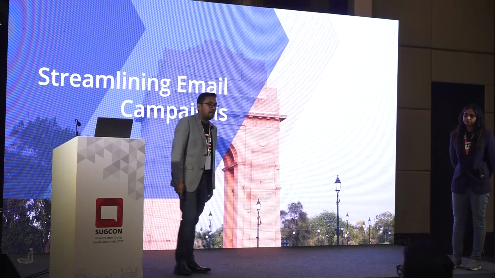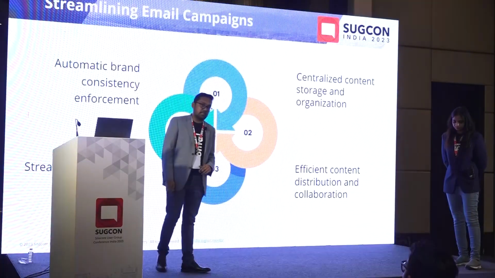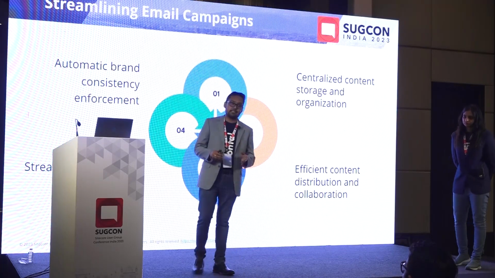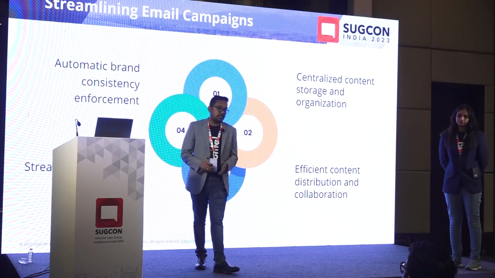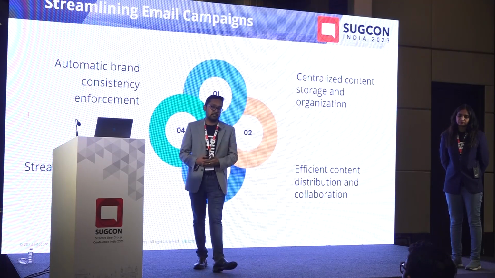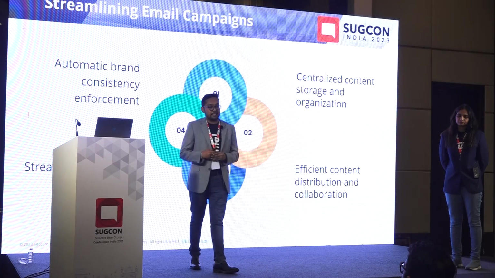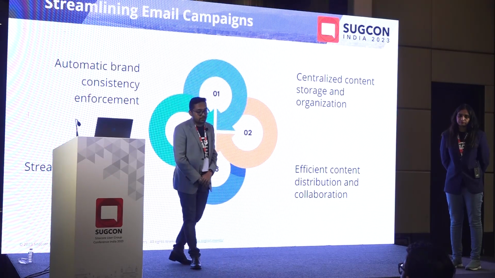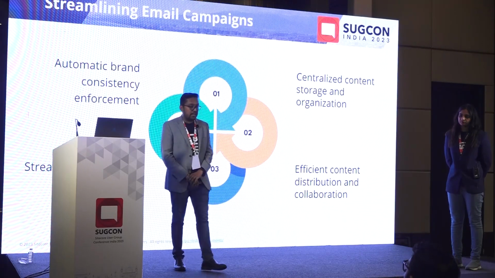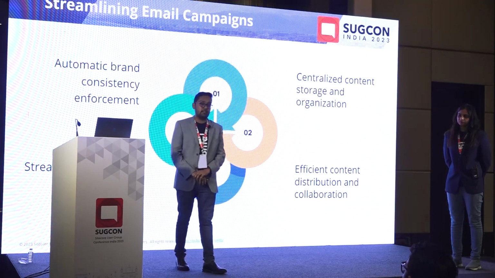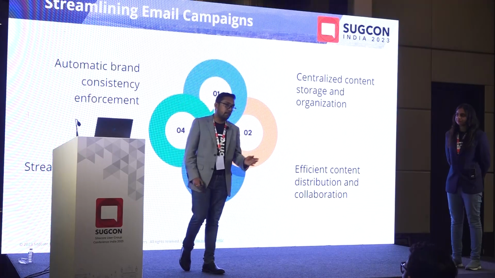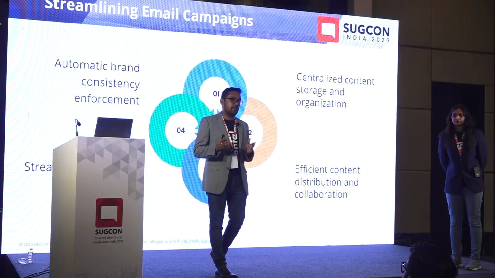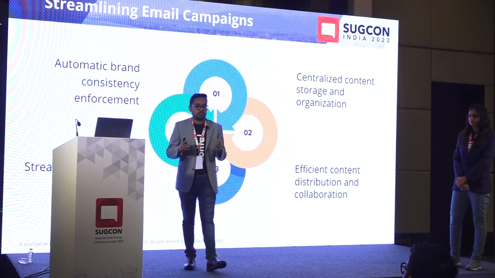And now, how does it help to streamline email campaigns? Like I told, there was one disadvantage of brand consistency. This helps us with automatic brand consistency enforcement, and then centralized content storage and organization, efficient content distribution and collaboration, and streamlined workflow and time saving benefits. Obviously, all these parameters contribute to an email campaign that is streamlined using Sitecore Send and Content Hub.